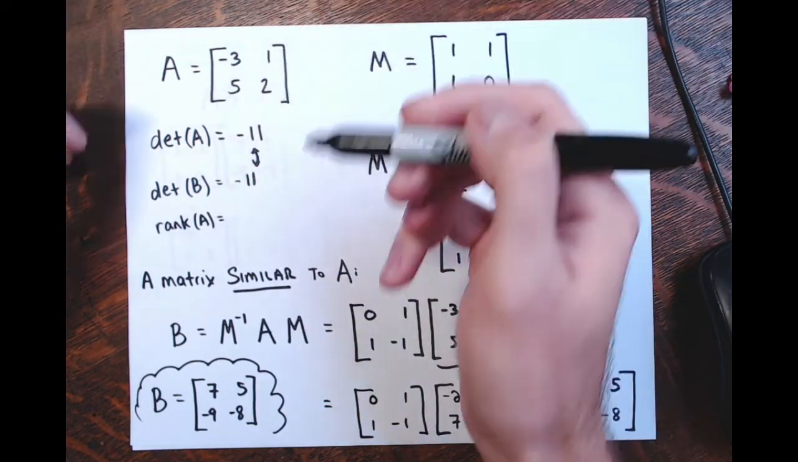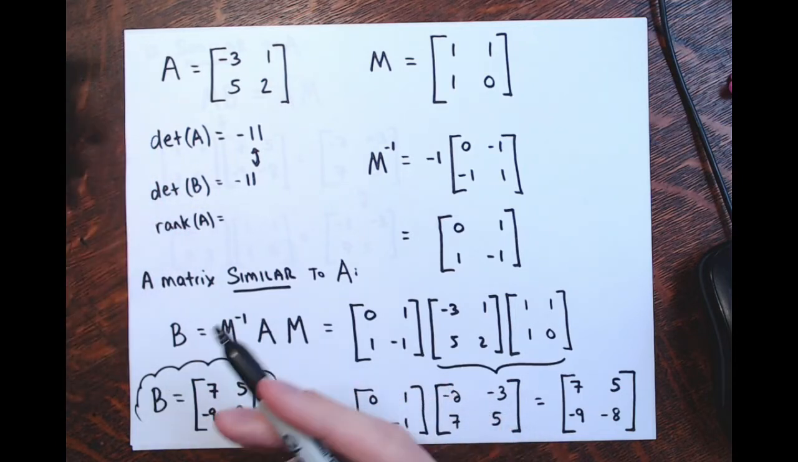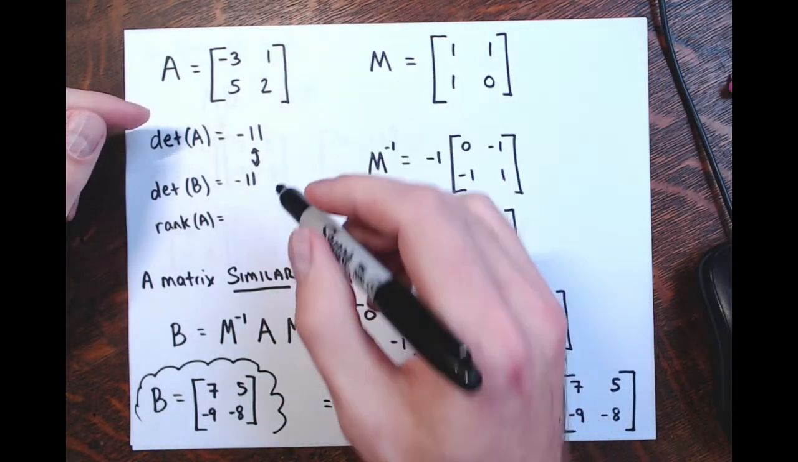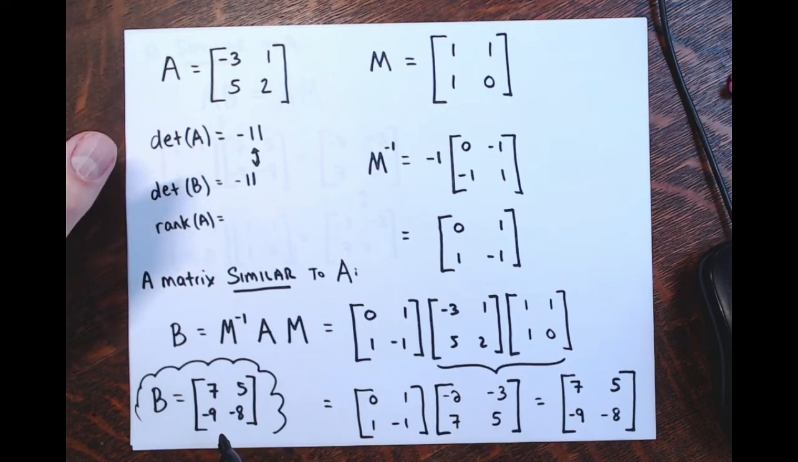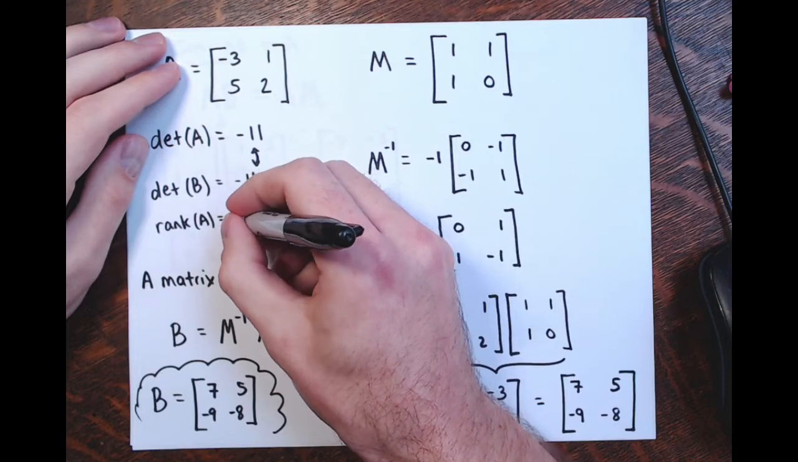So both column vectors are independent. And remember, the rank of a matrix was the number of independent column vectors, or if you were to put it in reduced row echelon form, or even just echelon form, it would be the number of pivot columns. Well, the rank of A is 2.